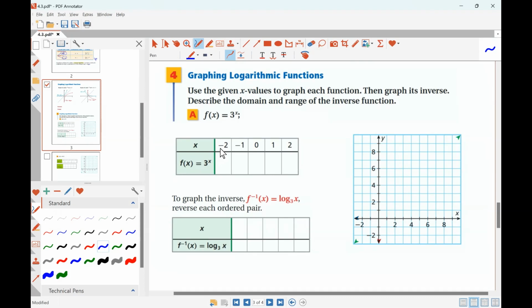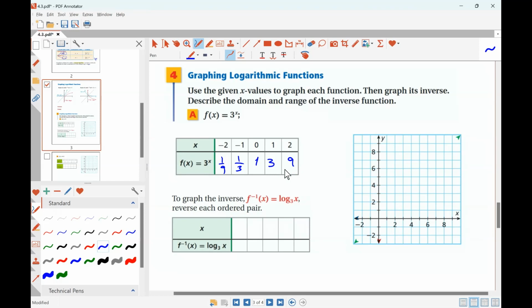Substituting negative 2 in the function will give you 1 over 9. Substitute negative 1 for x, it gives you 1 over 3. Plug in 0 for x, it gives you 1. Put 1 for x, 3 to the 1 is 3. Insert 2 for x, 3 squared is 9.